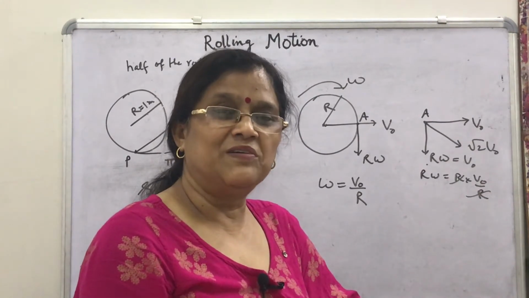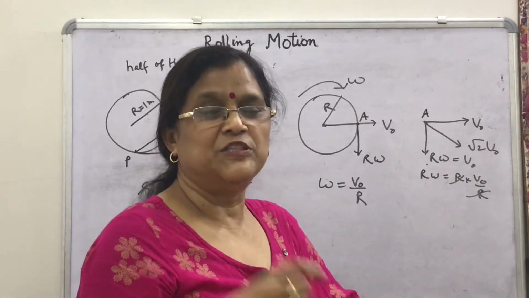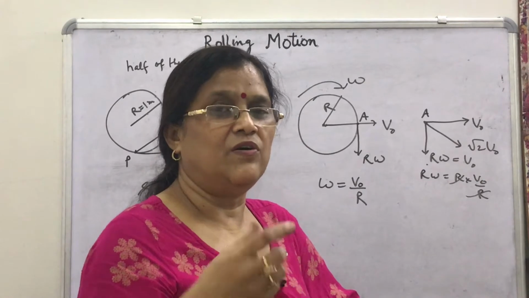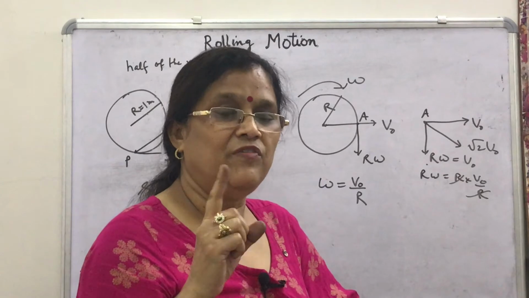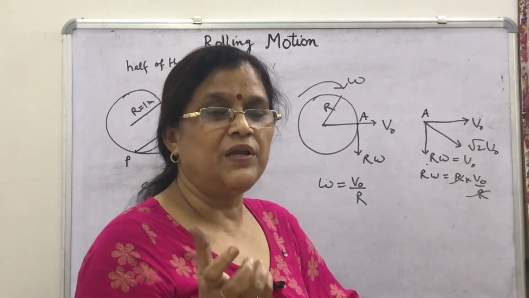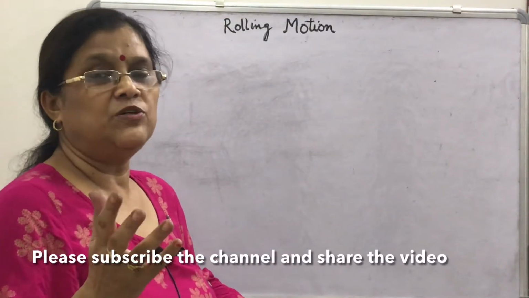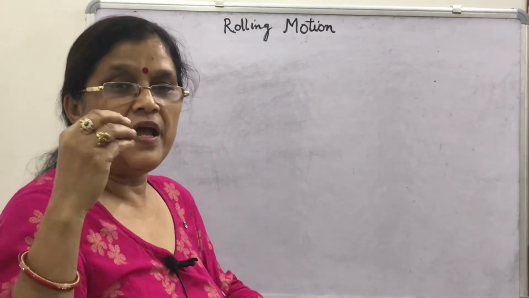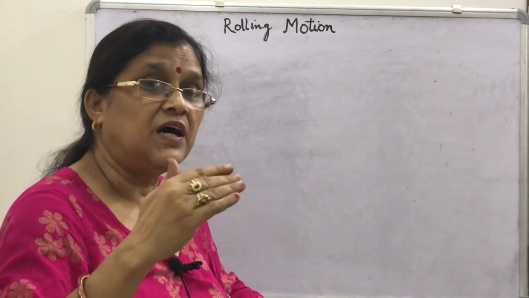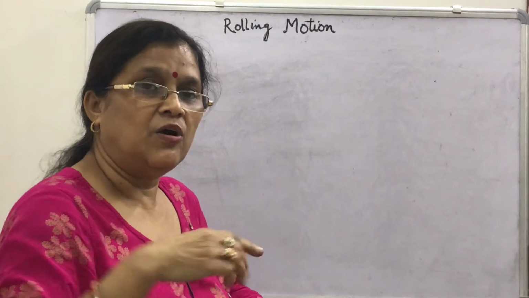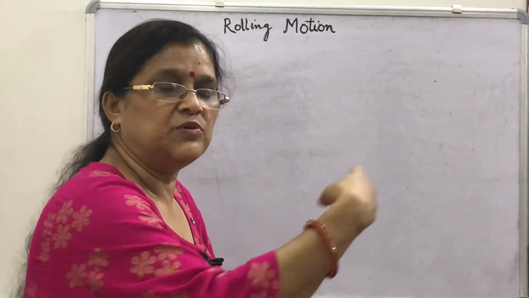Today we are going to discuss rolling motion, and how to calculate the displacement and velocity of an object in rolling. In addition to this, we will also discuss pure rolling and its conditions. Rolling motion is the combination of translational motion and rotational motion, and these motions are taking place simultaneously. A body is moving in a straight line along with rotational motion.